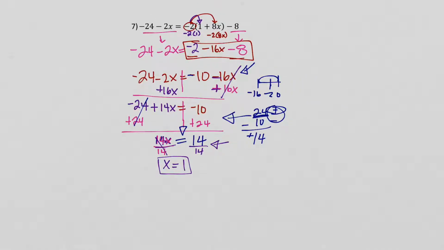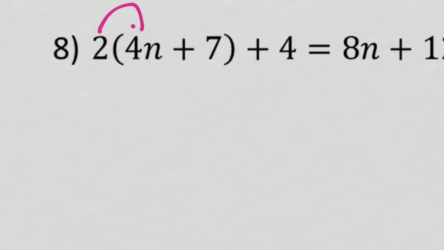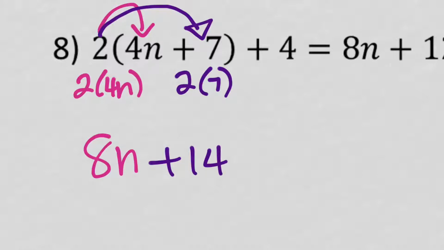There's 7. Number 8. I have to use distributive property. So my first step is to distribute 2 to the 4n, which will give me 8n. Then I have to distribute 2 again, but this time to the positive 7. So 2 times 7 is positive 14.